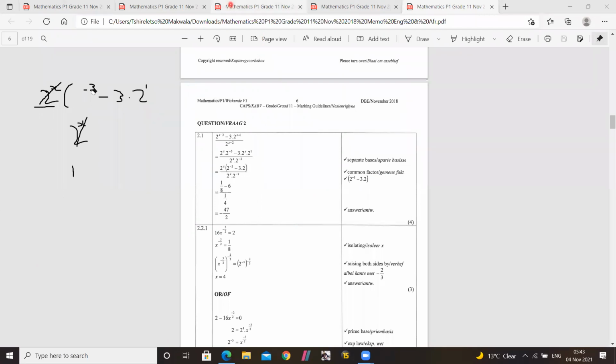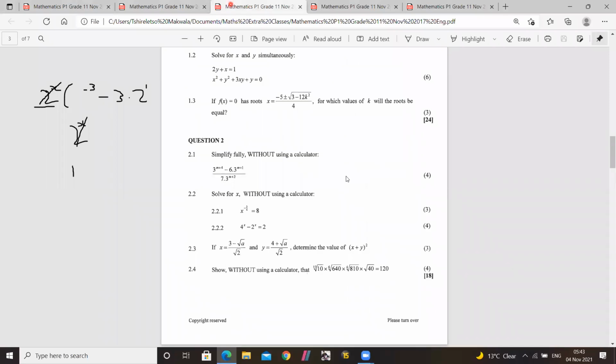Let's see if they have a similar question in 2017. Yeah, even here they say simplify fully without using a calculator. So what are you gonna do here? Because it's laws of exponents, it's question 2, it's laws of exponents. You have to check firstly if there's a plus or minus, to make sure there's one term. Do you see there's a minus here? So there are 2 terms, 1 and 2.